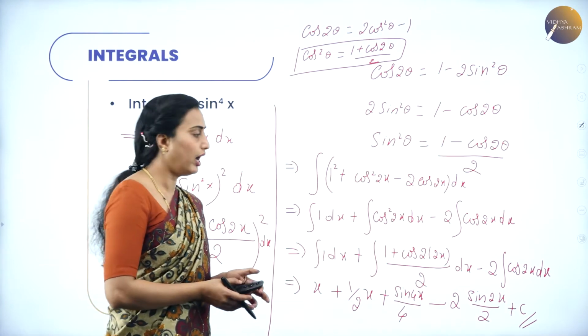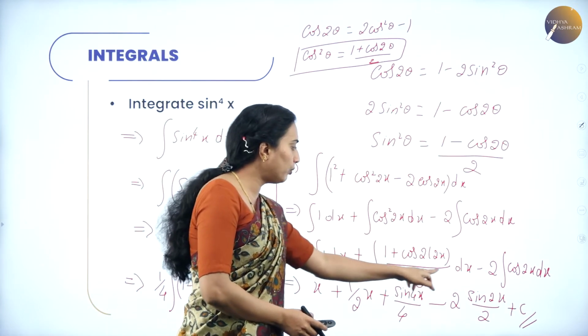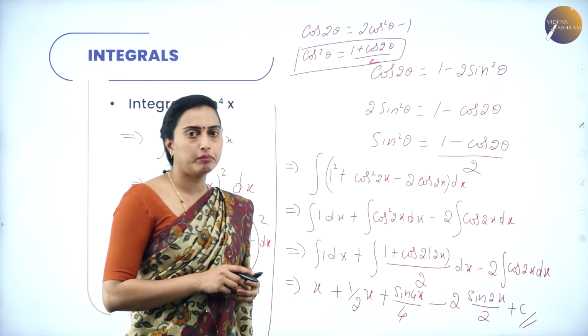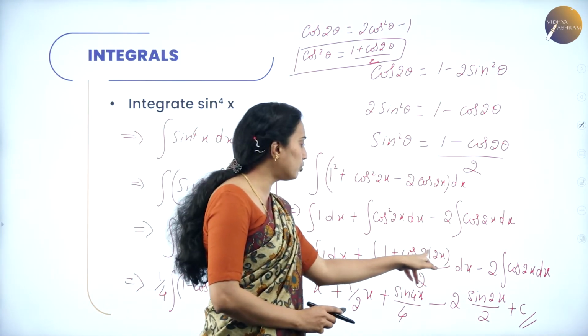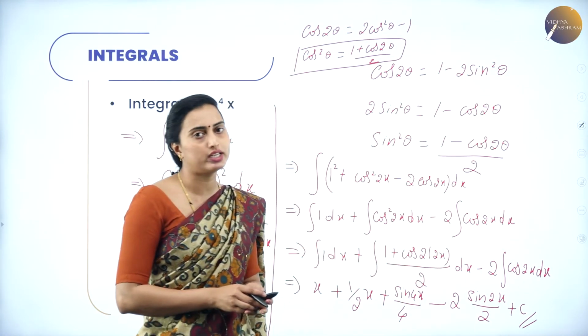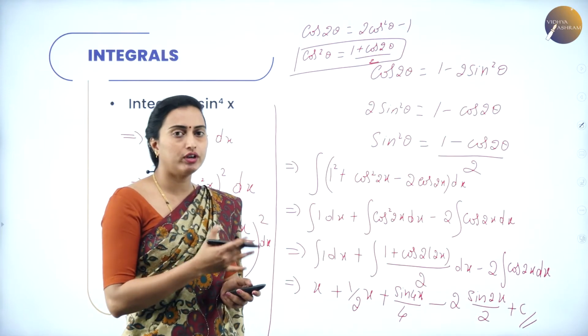You are going to get it. I hope you understood this one. 1 by 2 into dx, which is 1 by 2 into x. Integral of 1 into dx is nothing but x, dear students. Now here cos 2 into 2x is nothing but cos 4x. Cos 4x integration is sin 4x divided by 4. I hope you understood that step.